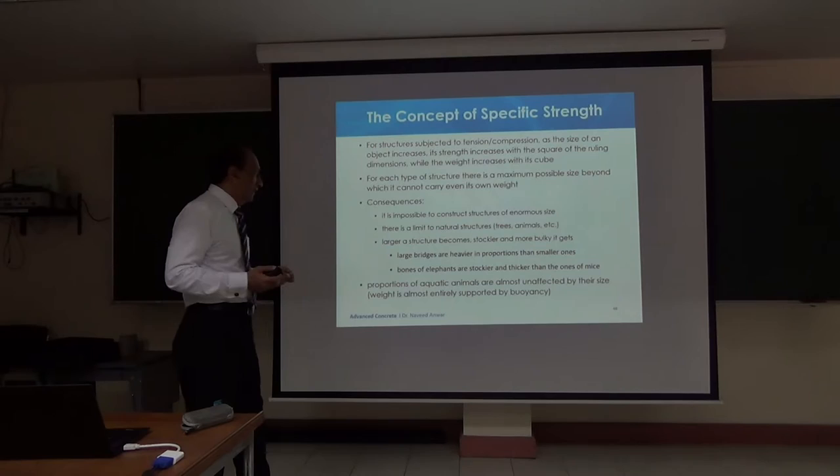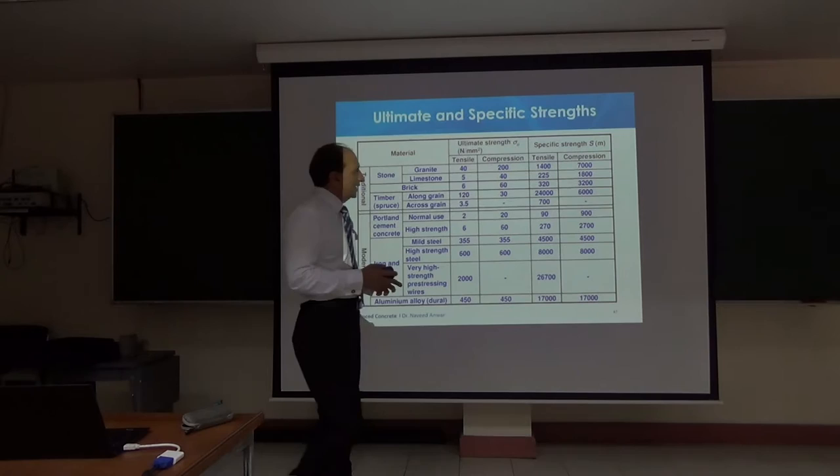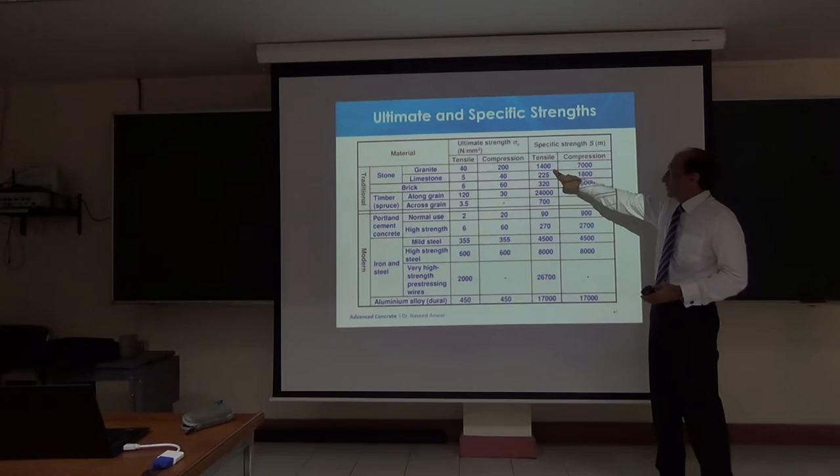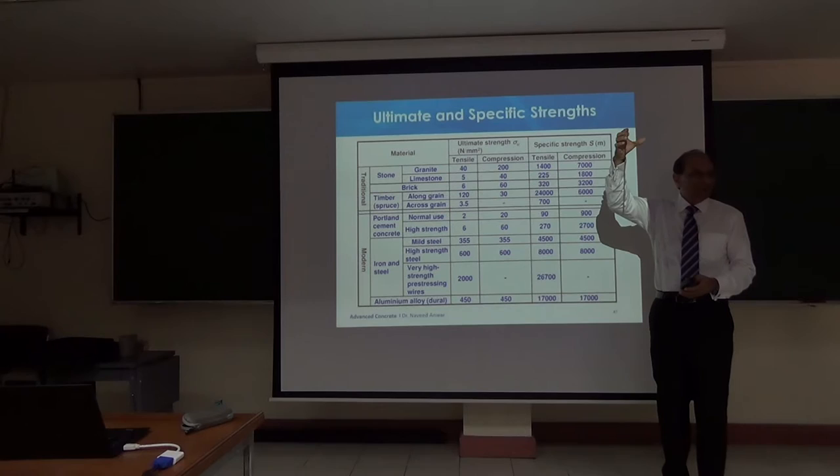And these are some of the comparisons of the specific strengths of various materials. It changes based on direction, compression and tension. For example, stone, compression that much, tension that much. So you can see that with stone, you can make a nearly 7 kilometer high stone column before it starts to break under its own weight.